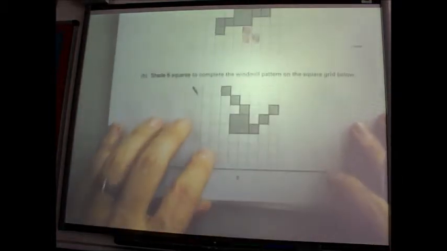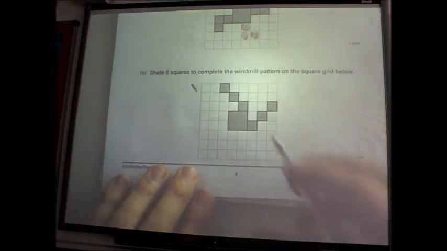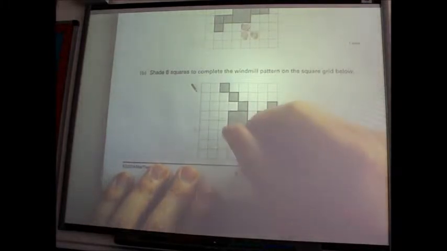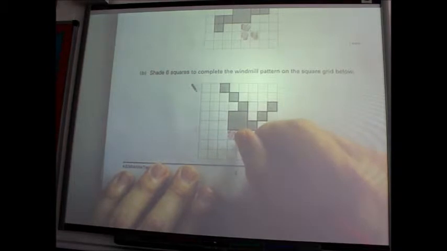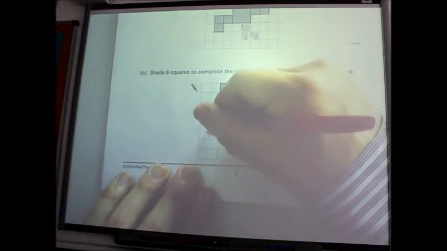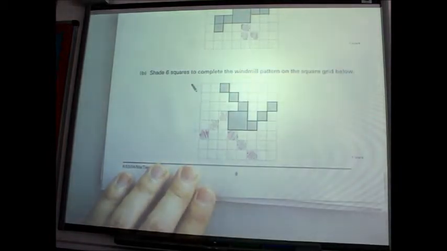And the bottom one, shade in 6 squares to complete the windmill pattern. Well, they're coming off at these angles here. So it's come off that one, so miss that one, it's going to come off this one. So we're shading this one, and it's coming down diagonally this way. So 1, 2, 3, and we need to do it from the other one as well. So it'll come down off this one, 1, 2, and 3. There you go.